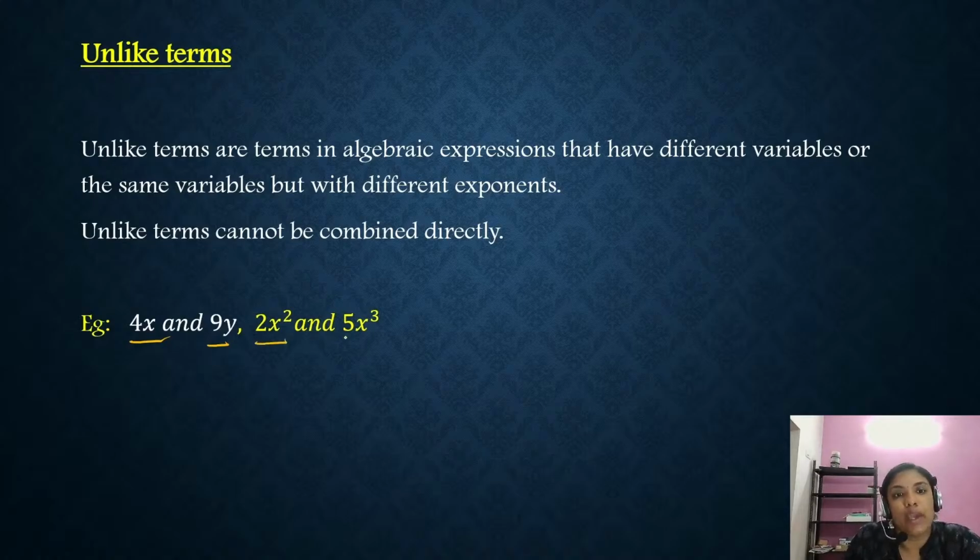And in this case, 2x square and 5x cube, they have the same variable, right? x. But the first one is raised to the power 2 and the second one is raised to the power 3. So they are unlike terms. So by now what we have discussed so far: algebra, algebraic expression, and what is constant, variable, and coefficient, and what do you mean by terms of an algebraic expression? How can we separate the terms? How can we find out the number of terms present in an algebraic expression? And then we found out the difference between like terms and unlike terms.